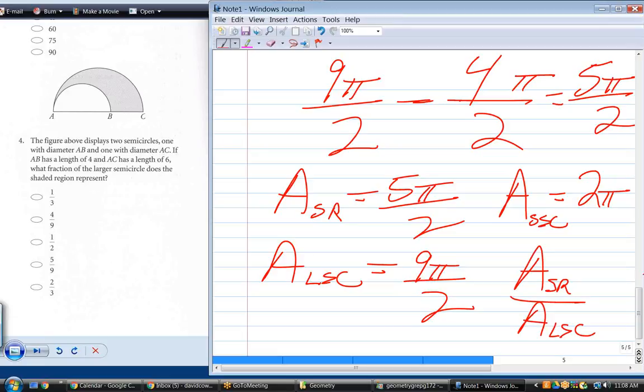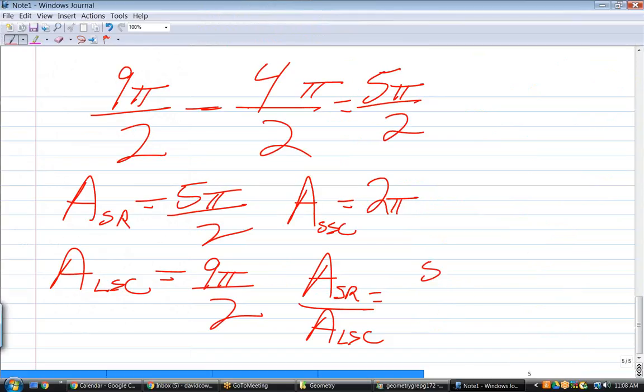Okay, well, what is that ratio? Let's spell it out, and then we'll simplify it. 5 pi over 2, and then 9 pi over 2. Don't ever try to do these in one step. They're too hard for everybody. Just write it like that, and now simplify it. How do I simplify that? How do you divide by a fraction? You multiply by the reciprocal.